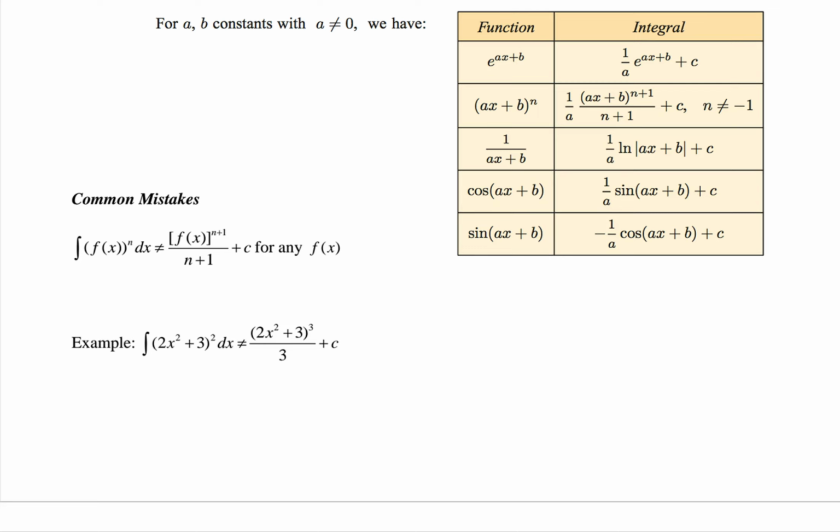Don't forget, what's the most common mistake here? A lot of people just forget to divide by the derivative of the inside, just like with chain rule. They add 1 to the power, divide by new power, and they stop there. If there's something on the inside, it's a reverse chain rule.